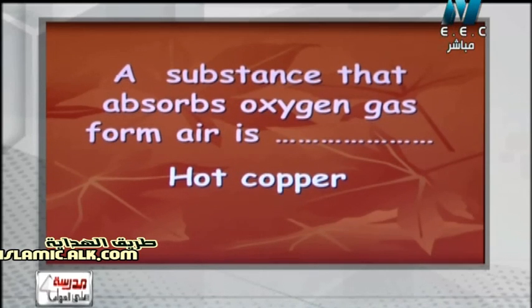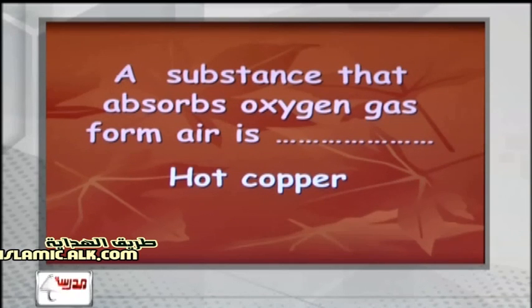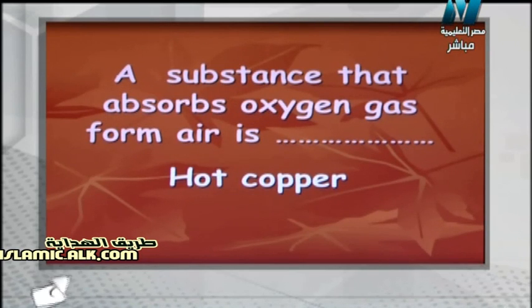يبقى عشان كده عشان نحضر النيتروجين gas we remove the two gases which are oxygen gas and carbon dioxide gas from air by hot copper to remove oxygen gas, and sodium hydroxide or potassium hydroxide to remove carbon dioxide gas.